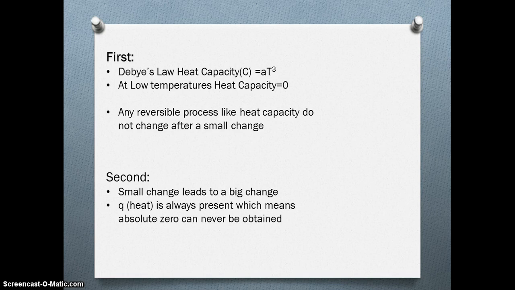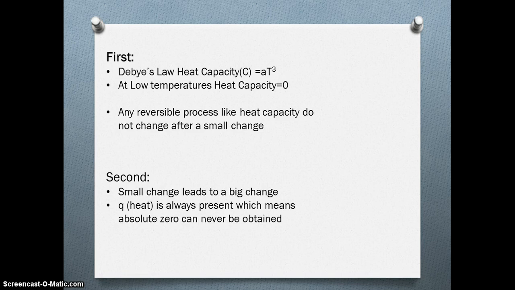Well, if heat capacity is zero, and we add a little tiny bit of heat that's not supposed to change anything, what actually happens is the temperature jumps all the way up to infinity, which we know isn't possible. We can't take something and add something that's not supposed to change anything and all of a sudden it jumps up to infinity. That's not how things work, that's not how chemistry works.